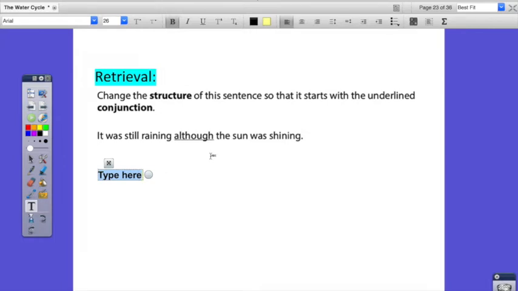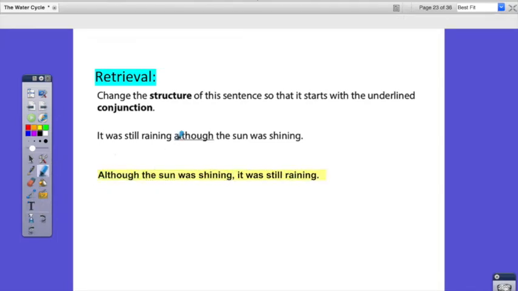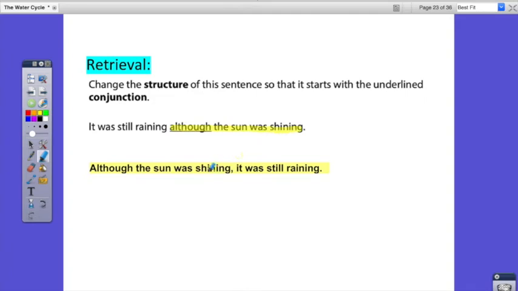Okay, it should look something like this. Although the sun was shining, comma, it was still raining. So the comma separates our two clauses. I have just popped although the sun was shining, which is what we had here, our subordinate clause, at the front of the sentence, and put our main clause at the end. Okay.